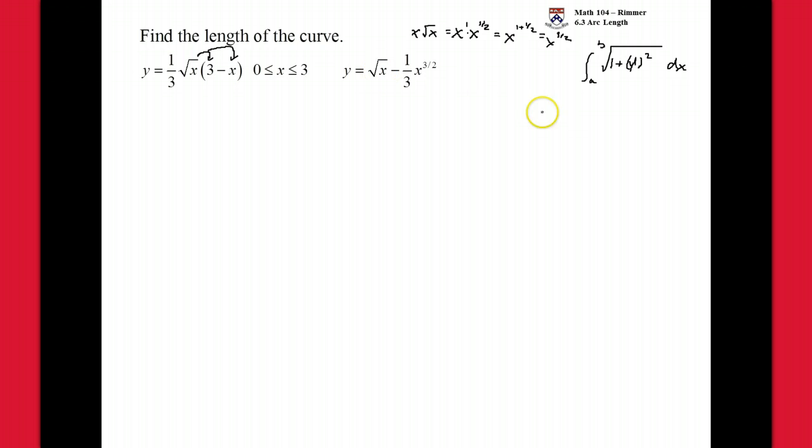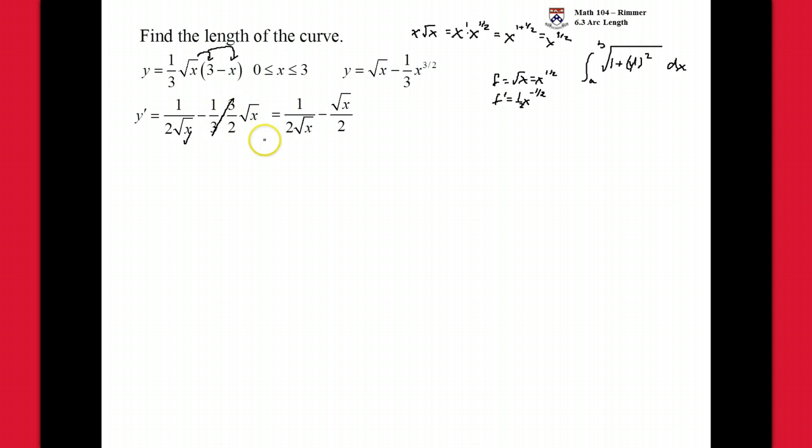What's the derivative of root x? If your function is root x, that's x to the half. And the derivative of x to the half is 1/2 x to the negative 1/2. And we're going to simplify that and call it 1/2 root x. How about the derivative of the second part? Well, you keep the third there, you bring down the 3/2, and then you take it to the 1/2. So we call this 1/3 times 3/2 times root x. So these 3's cancel. So here's what we're looking at. We're looking at 1/2 root x, this first term, and then minus root x over 2. That's our derivative. We have to square that.